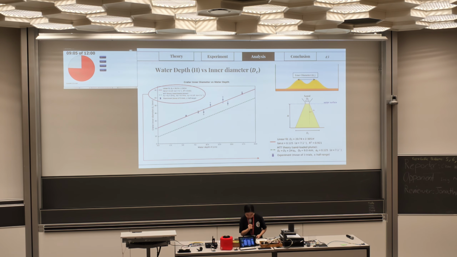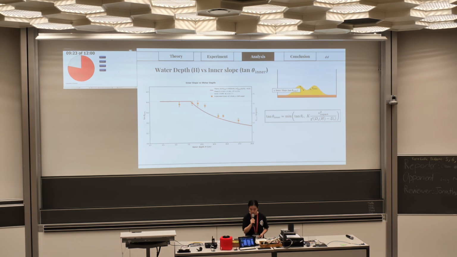Now onto the analysis. Here's our inner diameter versus water depth data, which follows a clear linear trend. The red line is our linear fit, while the green dashed line is the MTT prediction. Both lines have the same slope, confirming the linear trend and the spreading angle.